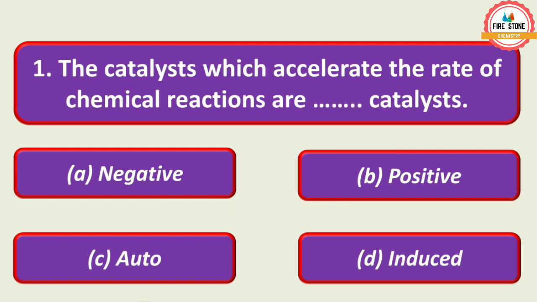First question: the catalyst which accelerate the rate of chemical reaction are dash dash catalyst, and the options are A negative, B positive, C auto and D induced. And the correct option is option number B, that is positive. So the catalyst which accelerate the rate of chemical reactions are positive catalysts.